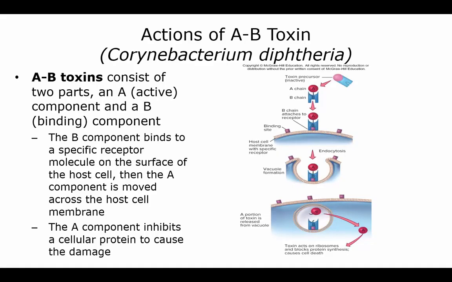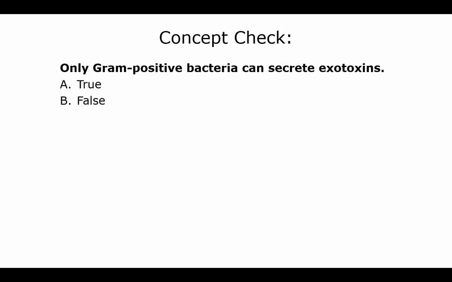The example it gave is like AB toxins in Corynebacterium diphtheriae, and I don't think this was an objective, so I'm just going to click over this fairly quickly. So let's look at our concept question.